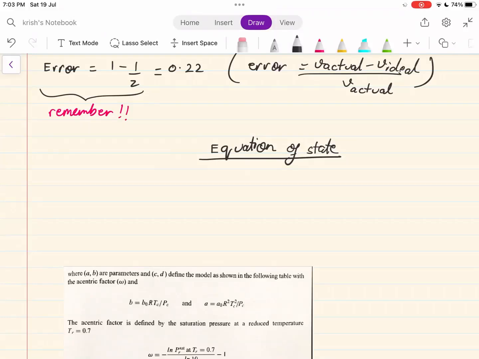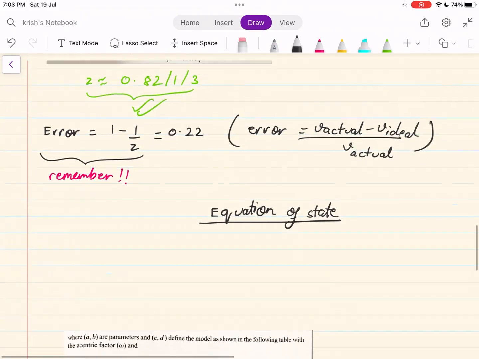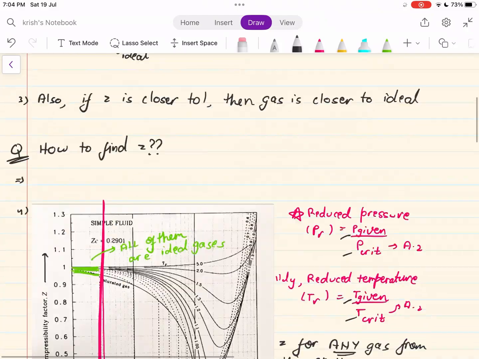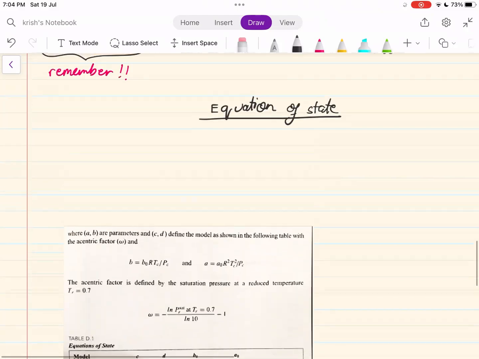Okay, so this is going to be a short lecture. In this lecture, we're going to be talking about equations of state, right? Let me just see which point we are at. We are at point number 4.